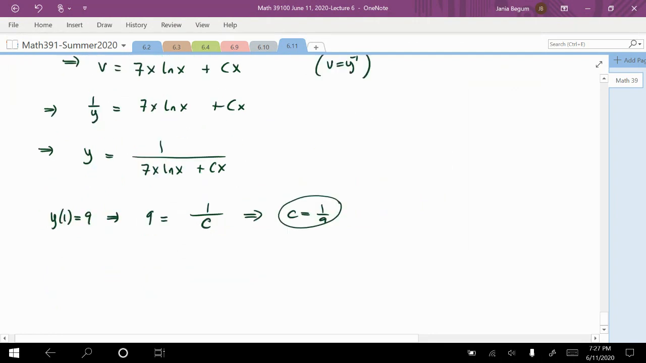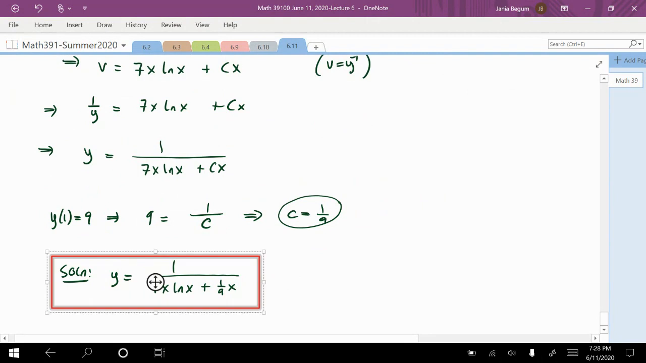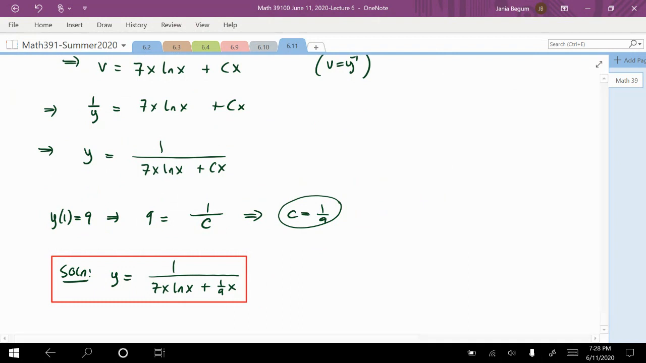Oh, that's pretty. Okay. So that means our solution to the initial value problem would be y equals 1 over 7x ln of x plus 1 over 9 times x. That would be our final solution. So any questions, guys? So there we have another problem for Bernoulli equation.